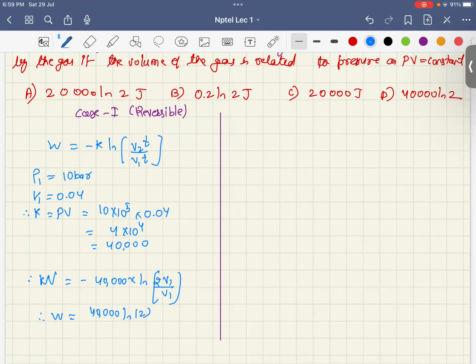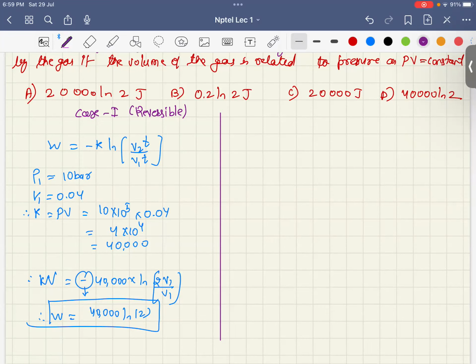Right? It's going to be 40,000 ln 2, right? Is minus. So when we say minus, it's work, right? And when we say work done, so work done is going to be this one, right? This is the work done. When we say work done, the minus sign is going to get removed. So work done is going to be this.